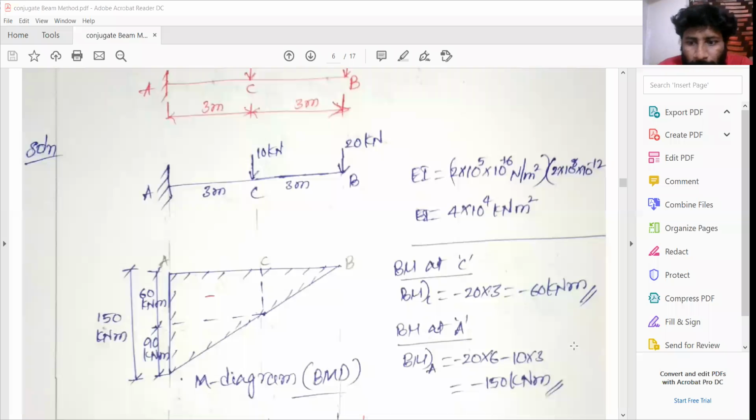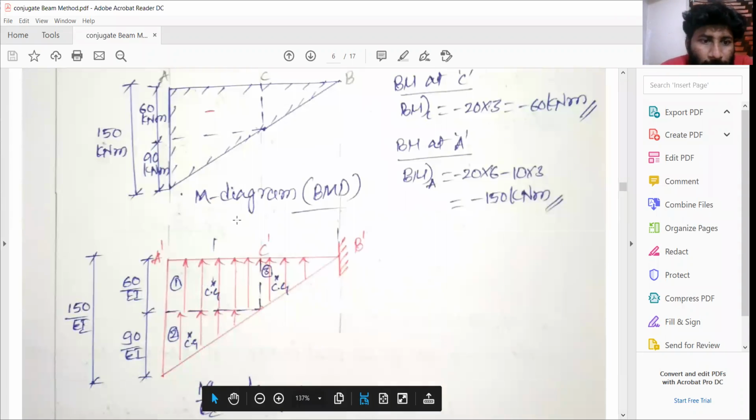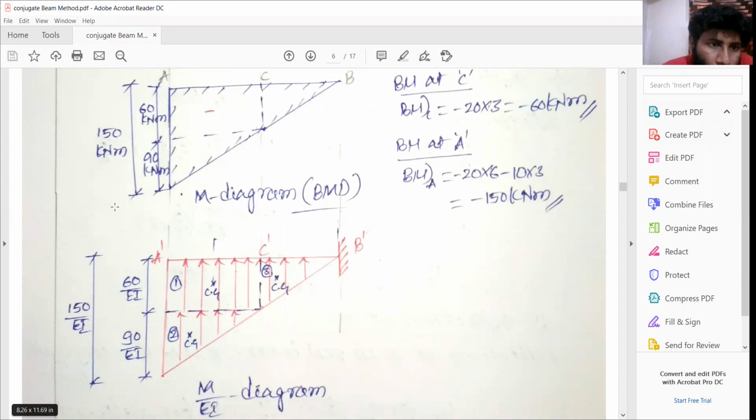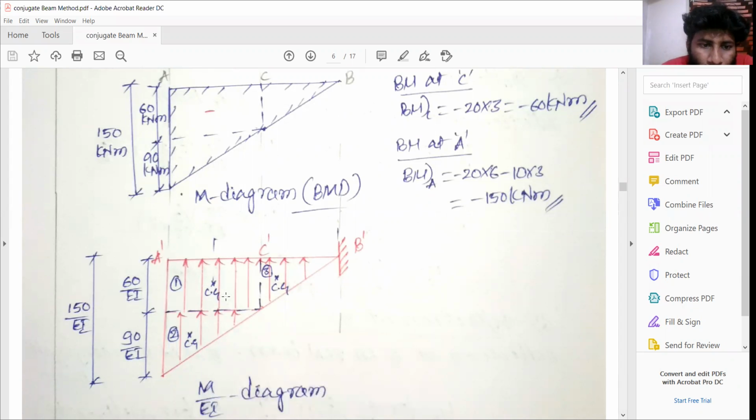After finding the bending moment diagram, since EI is constant throughout, we write the M by EI diagram: 150 divided by EI, 60 divided by EI, 90 divided by EI. As I said, it's split into small areas. Rectangular area 1 I have taken, this triangular area 2, area 3, and also the corresponding centroids. This is a rectangular area, so the centroid will be at exactly L by 2 distance from either side.